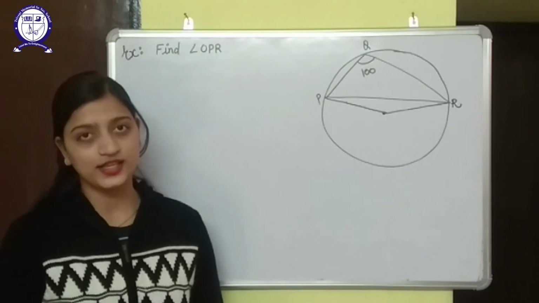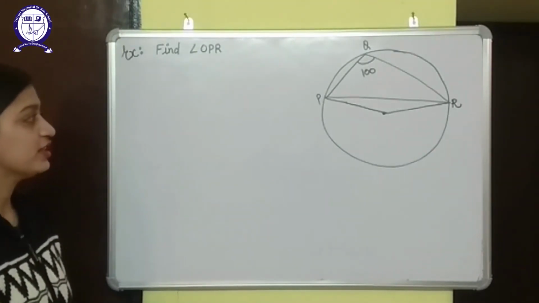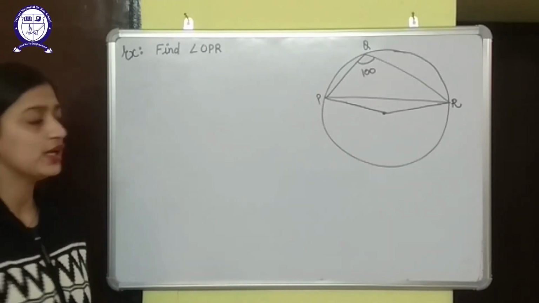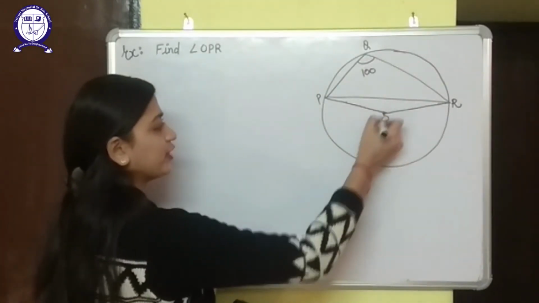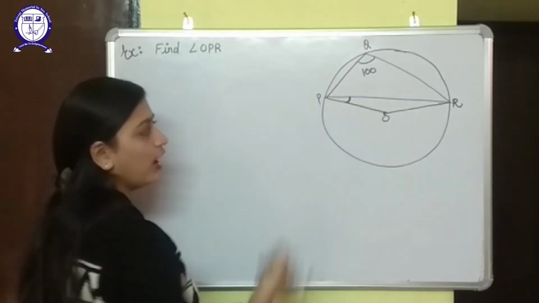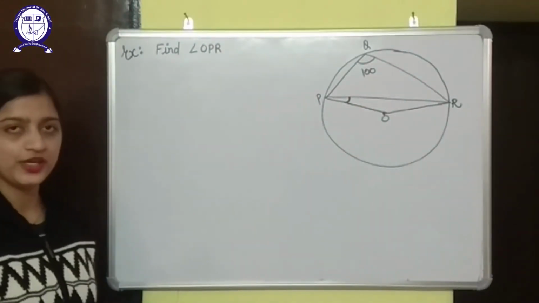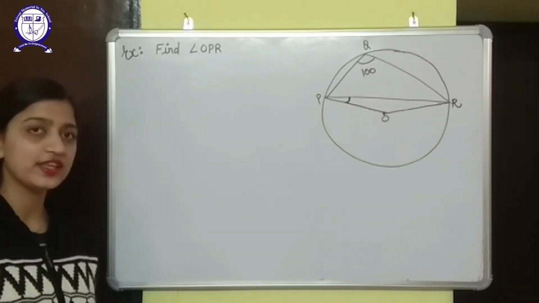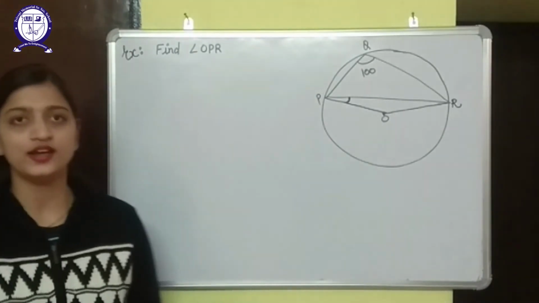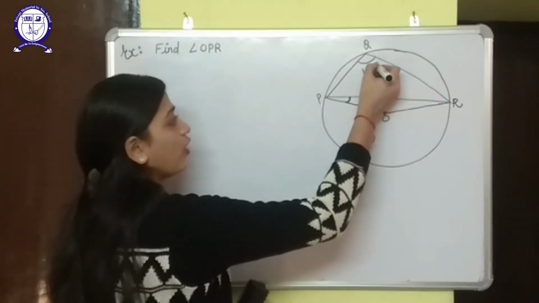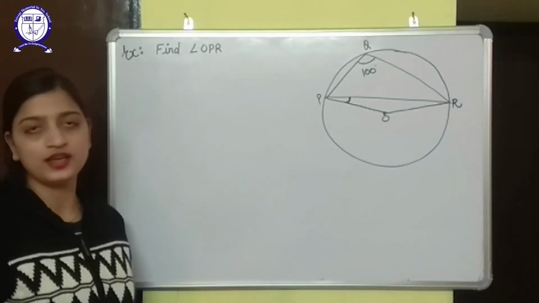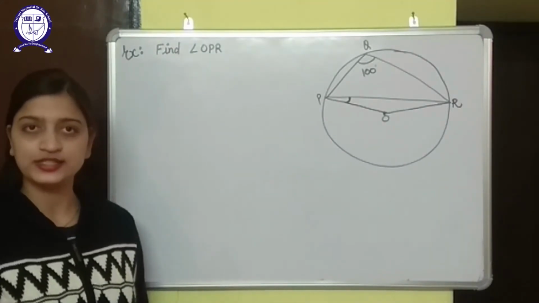Now let's take another example. In the question, the figure is something like this and we need to find angle OPR, where O is the center of the circle and you can see that angle OPR is this angle. We need to find the angle OPR and only one thing is given, that is angle PQR is equal to 100 degrees. Now we only know the two results in this chapter, that is theorem 10.8 and 10.9.